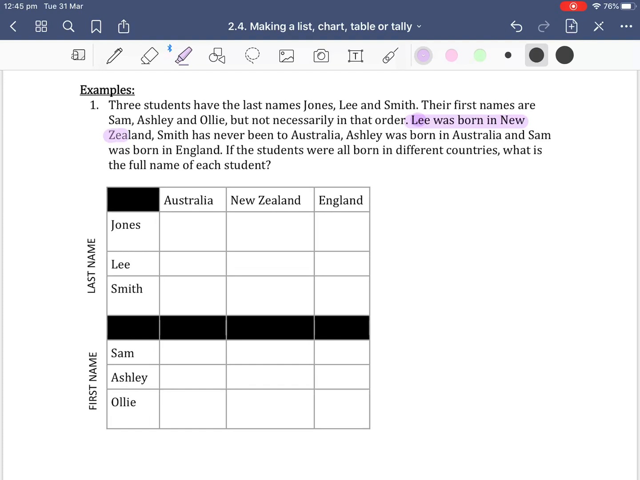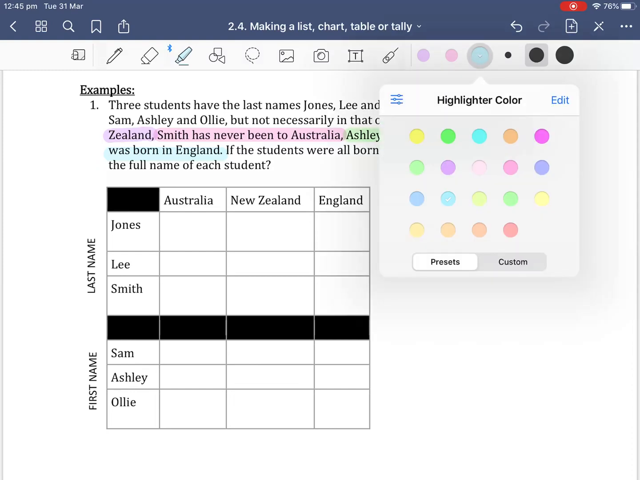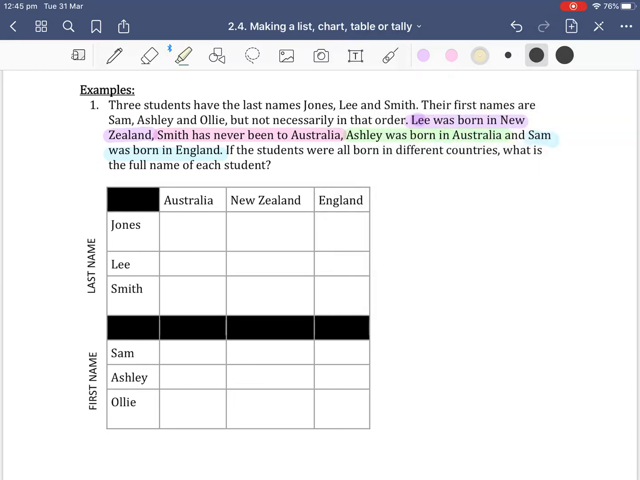So we have that Lee was born in New Zealand. We then have that Smith has never been to Australia. Ashley was born in Australia. And we have that Sam was born in England. So we have these 4 pieces of information which is going to help us work out what the full name of each student is. We also have that all the students were born in different countries. So each student has to belong in a different country.